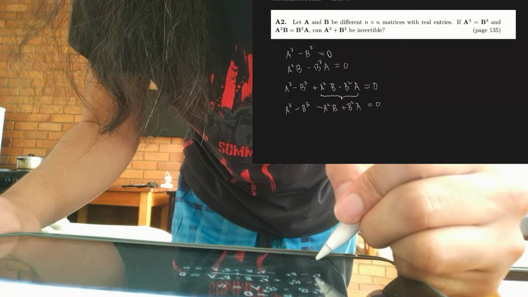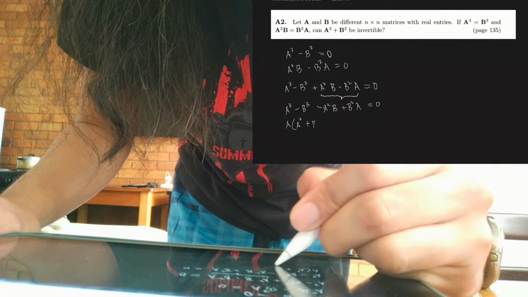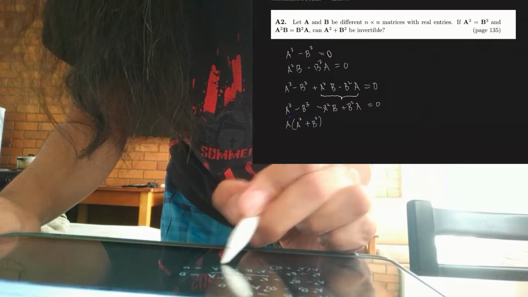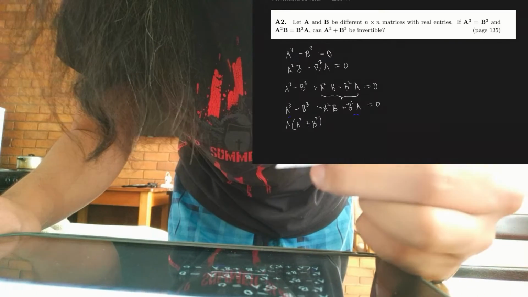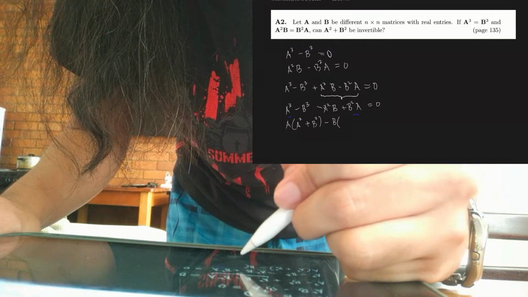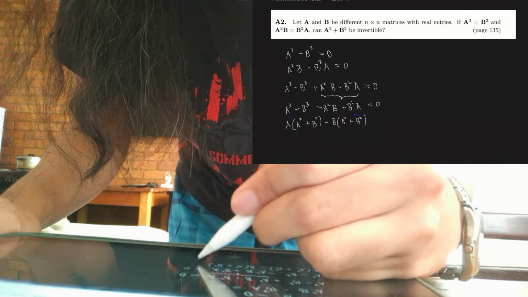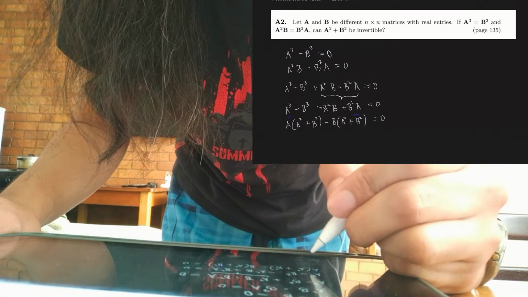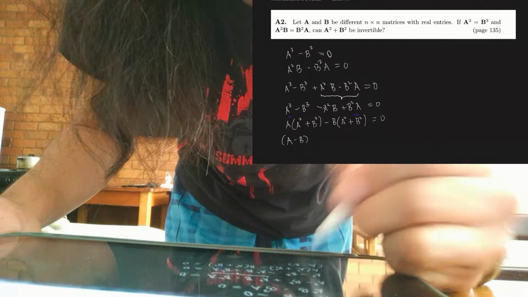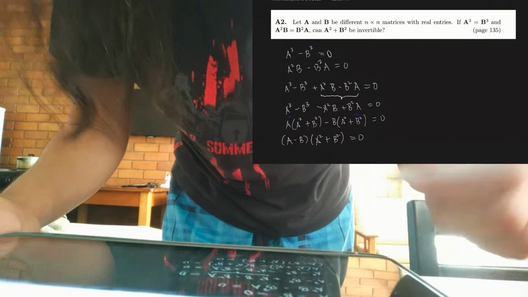So this gives you A times A squared plus B squared. Okay, so we've combined this term and this term, and then finally the remaining two terms will be minus B times A squared plus B squared equals 0. Of course, you can factor that out further as A minus B times A squared plus B squared equals 0.